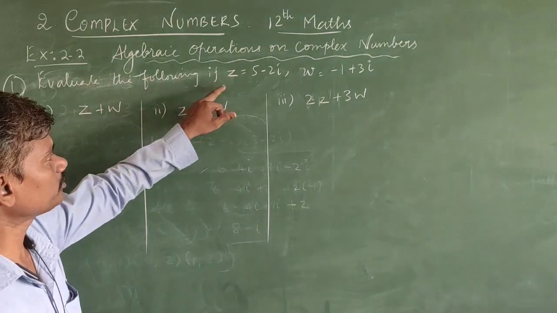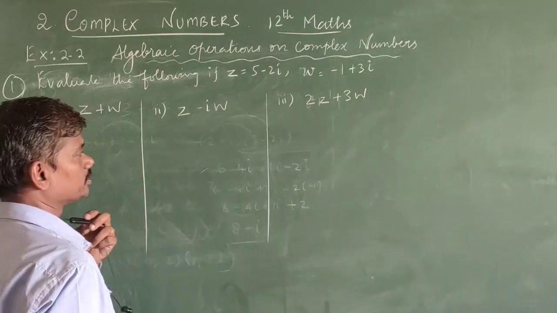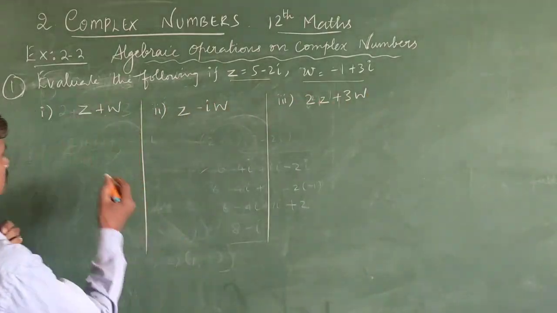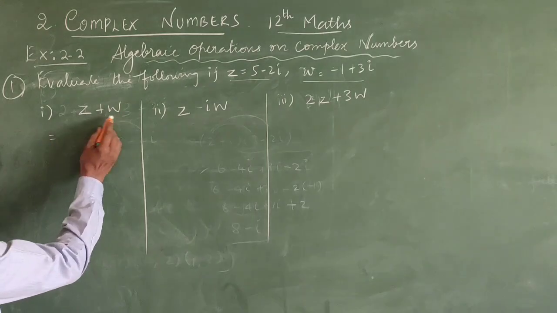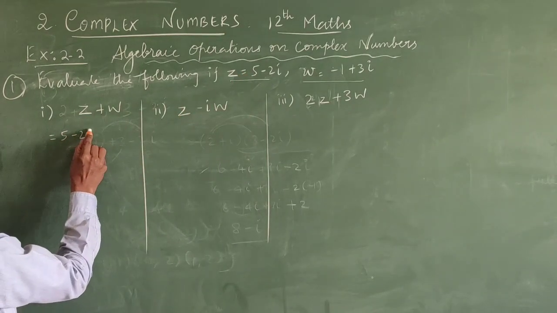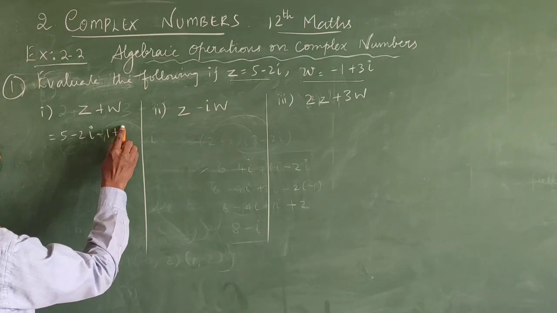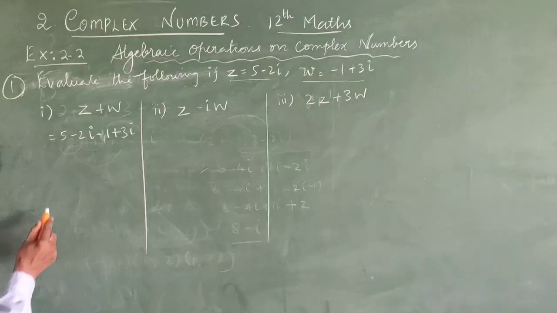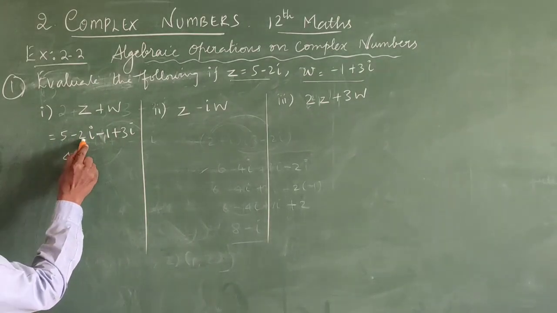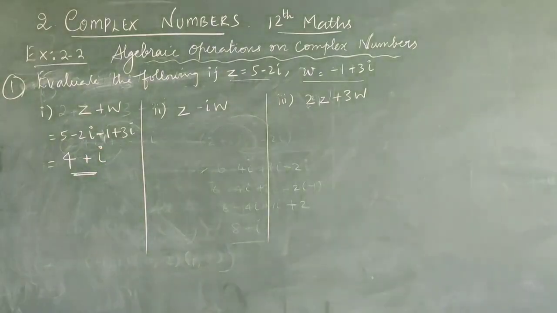Evaluate the following if z equals 5 minus 2i and w equals minus 1 plus 3i. Two complex numbers are given, one is z and the other is w. They ask you to add those two complex numbers. z is 5 minus 2i, and w is minus 1 plus 3i. So we are going to add these two. Real part with real part: 5 minus 1 is 4. Minus 2i plus 3i gives 1i, that can be written as i. So z plus w is 4 plus i.